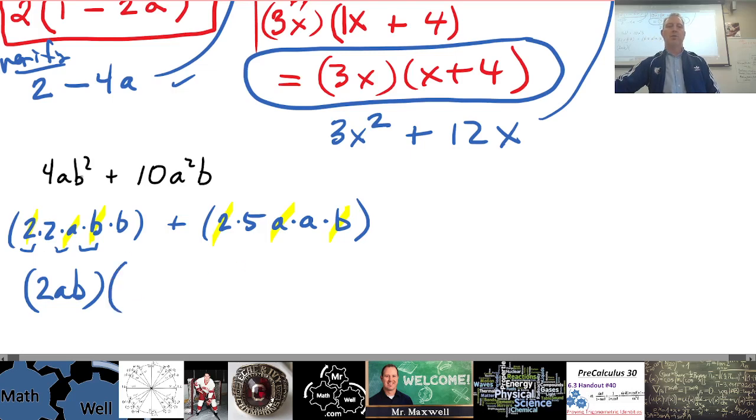And then what's left over, and this is pretty easy. When that's gone, now you have 2 times b, so that's 2b. Plus, just cancel these out, you have 5a. That's what it should be.